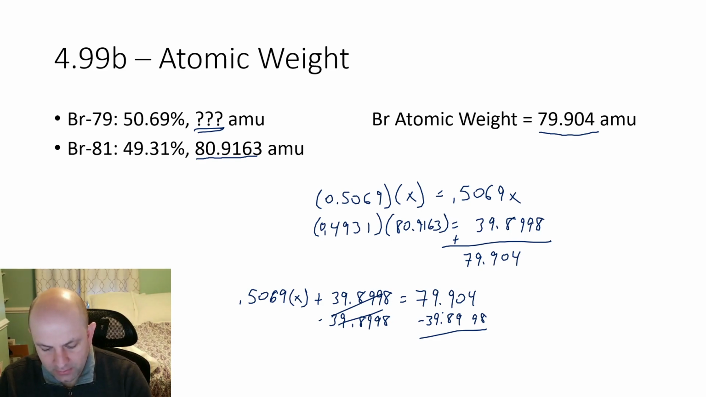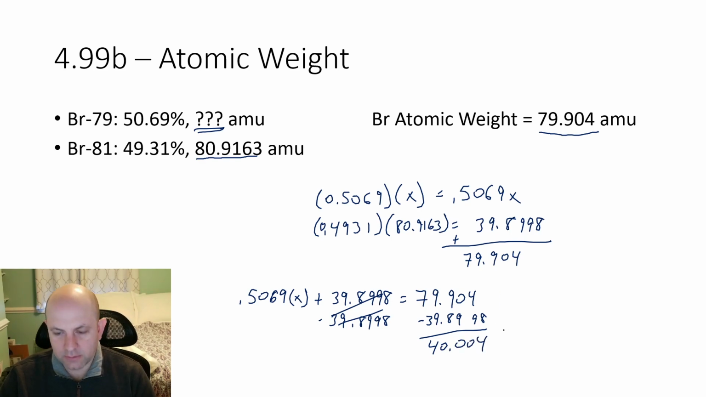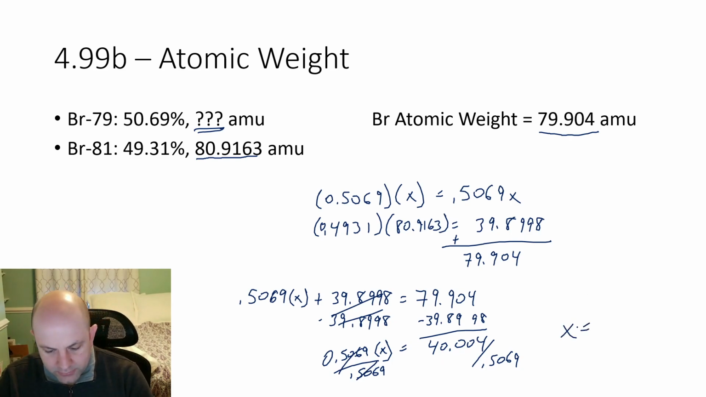Over here we get 79.904 minus 39.8998. And with sig figs, this will be 40.004 AMU. Yeah, that looks right. And that's now equal to 0.5069x. Well, to get x by itself, we'll divide by 0.5069, so that crosses out. And we will get that x equals 40.004 divided by 0.5069.